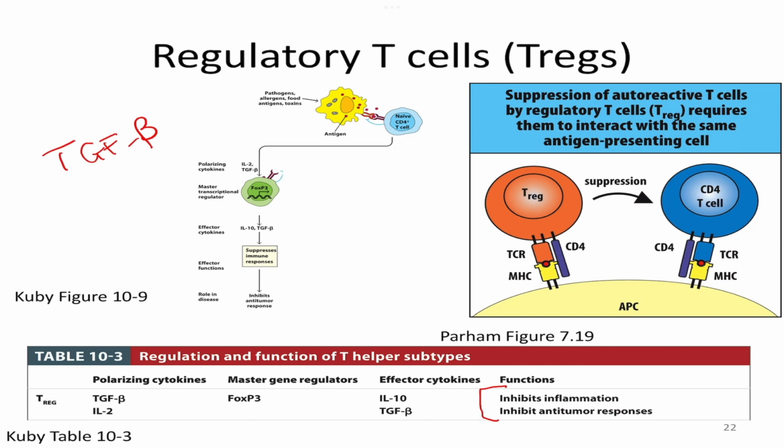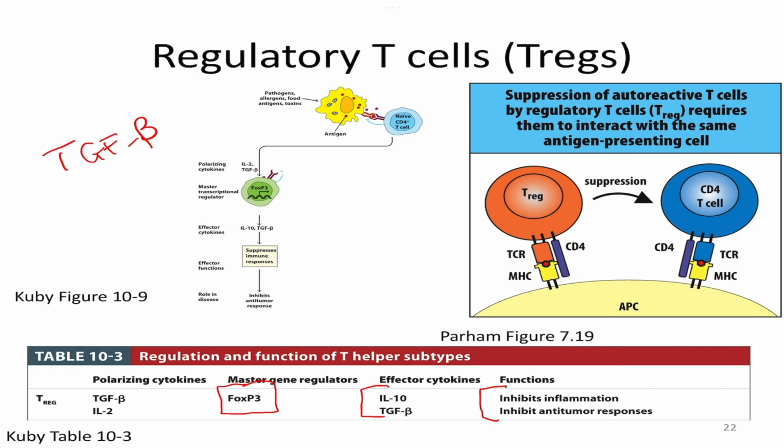And so if the cell sees just TGF beta, as opposed to TGF beta in combination with the inflammatory cytokine, that cell is going to become a regulatory T cell. When that cell gets TGF beta alone to become a regulatory T cell, it turns on a transcription factor known as FOXP3. And FOXP3 induces that regulatory T cell to make cytokines IL-10 and TGF beta. And IL-10 and TGF beta turn off other types of responses. And so this is going to inhibit all of our other types of immune responses.